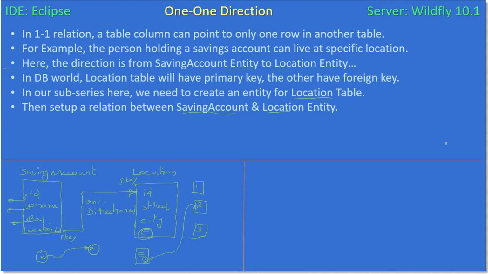So as already explained, the direction is from savings account to location. As already told, savings account will have its own fields, and these fields will map to the database. Location will have its own fields and it will map to a different table in the database. And here we establish a relationship between savings account and location, and in our example we are going to make this a unidirectional relation.